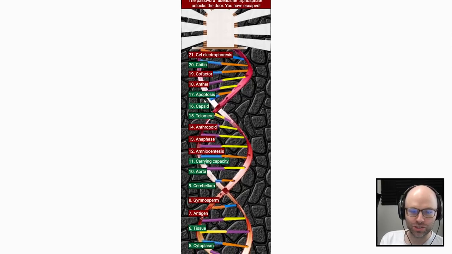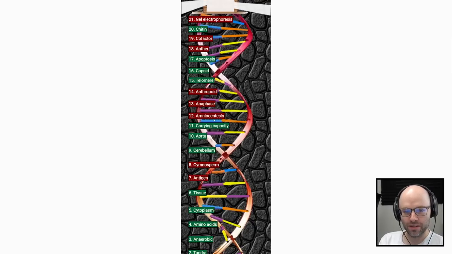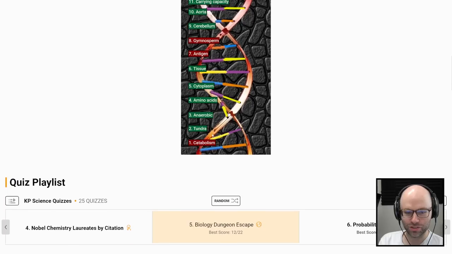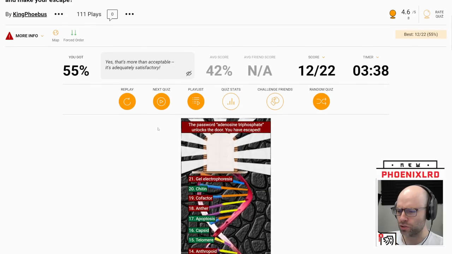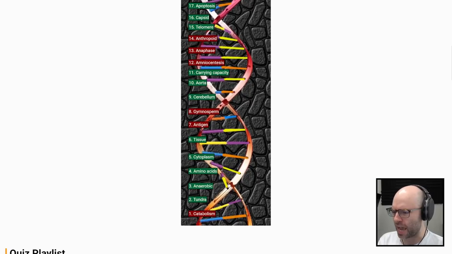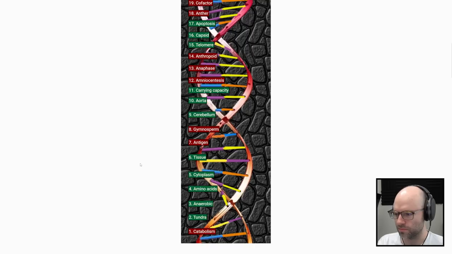Cofactor. Okay, which one of these could I have gotten? Potentially amniocentesis, potentially antigen. Catabolism? I don't know. Yay. I would like to read the first question again. I feel like catabolism is not part of metabolism. In my personal opinion, they're two separate processes. I might be wrong, though. No, that's not right. Whatever.